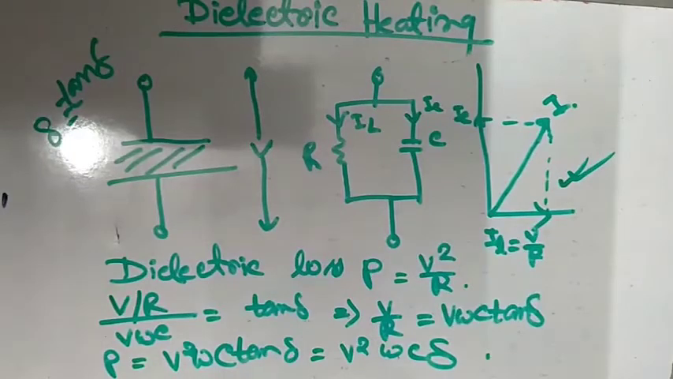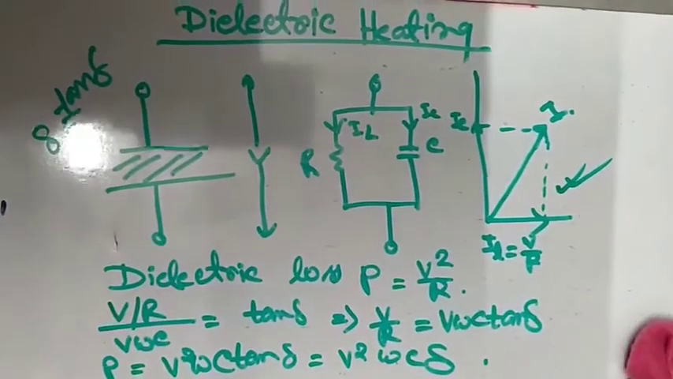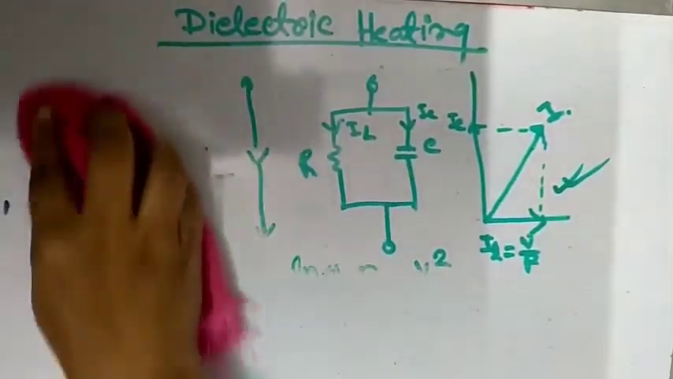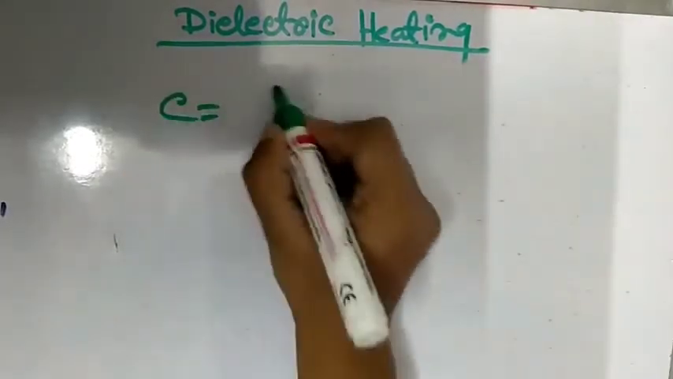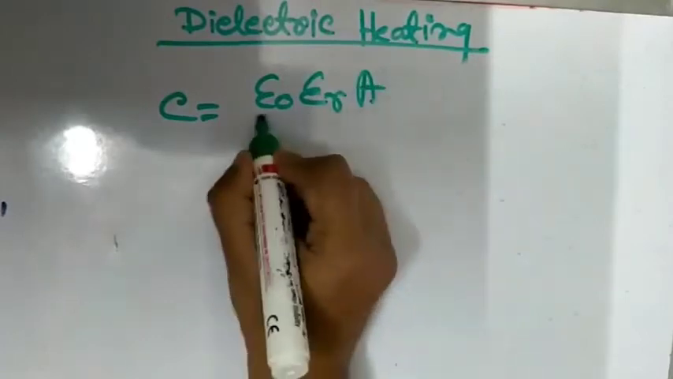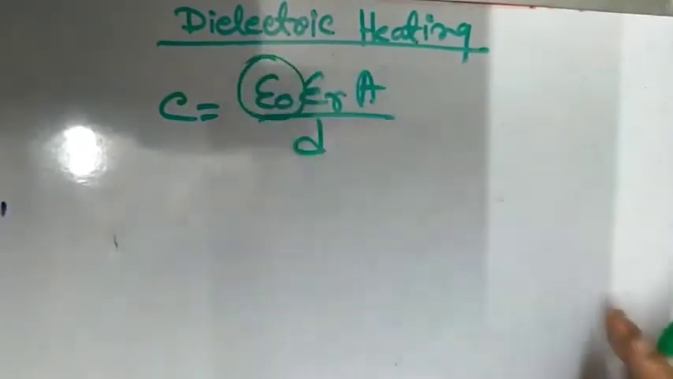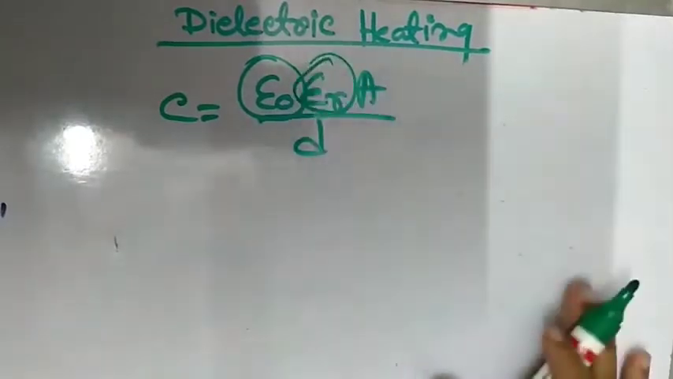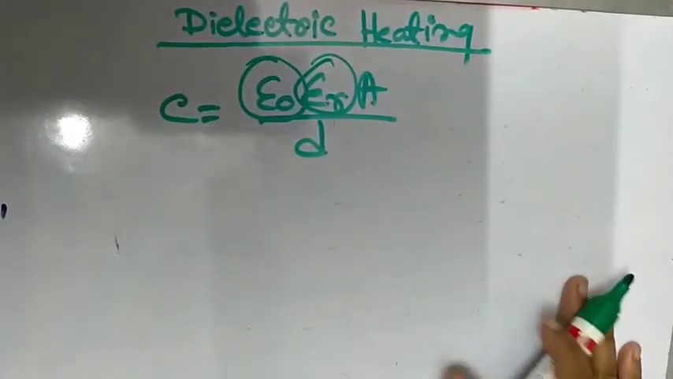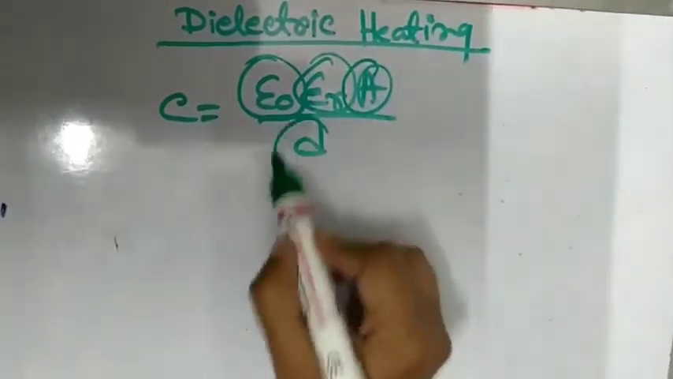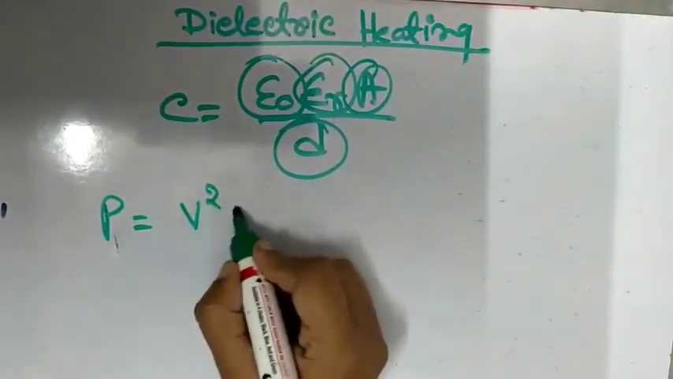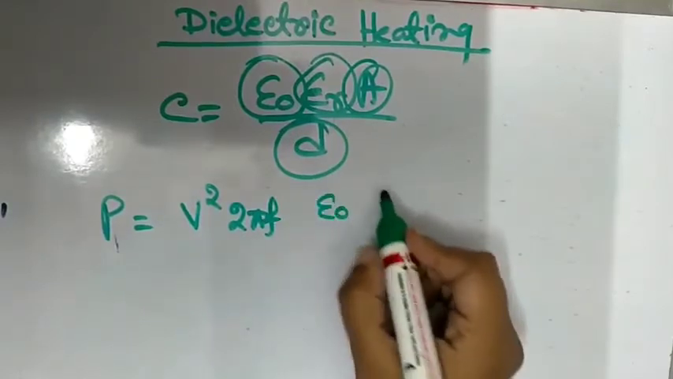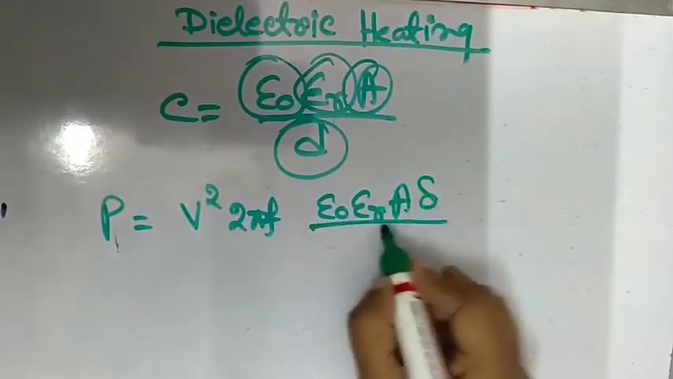Now, the capacitance of a parallel plate is given by, you all know this formula, C is equal to epsilon 0 epsilon R A by D, where epsilon 0 is the permittivity constant, epsilon R is the relative permittivity of the medium, A is the area of the plate, and D is the thickness of the medium in meters. So therefore P is equal to V square 2 pi F epsilon 0 epsilon R A delta by D.